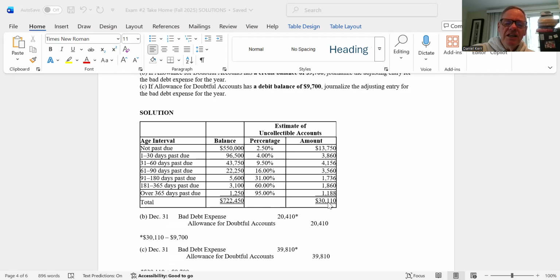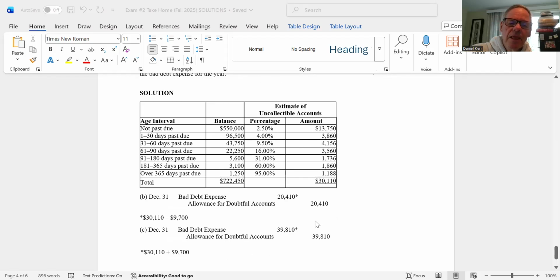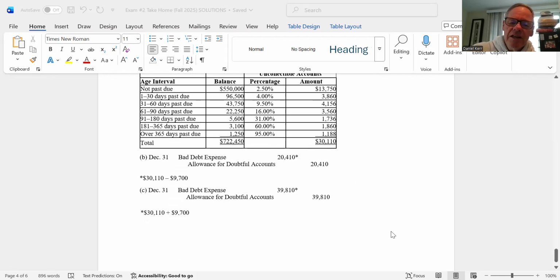And then for B, we said assume that there was already a credit balance of $9,700. So you want to bring the balance up to 30,110. It already has 9,700 in there, so you're going to debit bad debts expense 20,410 and credit allowance for doubtful accounts. And in part C, we said let's assume there was a debit balance in that account of 9,700. So your adjusting entry here, you're going to debit bad debts expense for the 30,110 plus the debit balance of 9,700. So it should be a debit to bad debts expense and a credit to allowance for doubtful accounts.